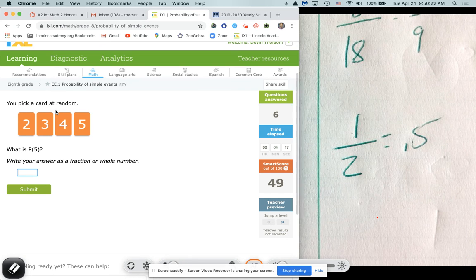You pick a card at random. So apparently what they're saying is there's only 4 cards total. There's a card with a 2 on it, a card with a 3, a card with a 4, and a card with a 5. What is the probability of picking a 5 if you're randomly picking it, so you can't see them, you turn them over, whatever, and shuffle them up? Well, only 1 out of 4 is a 5, so that would be your probability, 1 out of 4, which doesn't reduce.